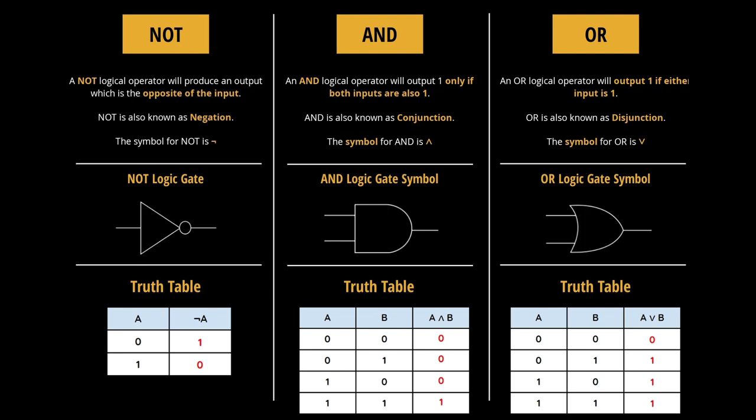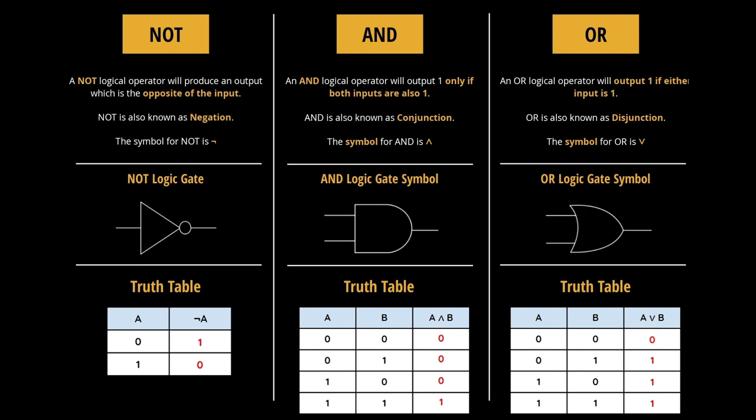Moving on to the AND logic gate. This one takes 2 inputs. It only gives a 1 as an output if both inputs are 1. If either of the inputs is 0, the output is 0. Think of it like a strict security system that only opens the door when both keys are turned at the same time.